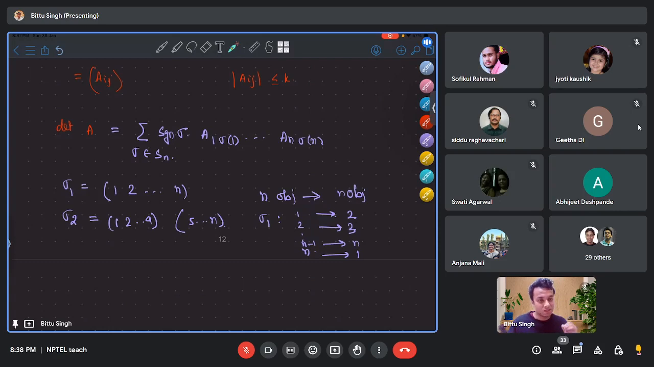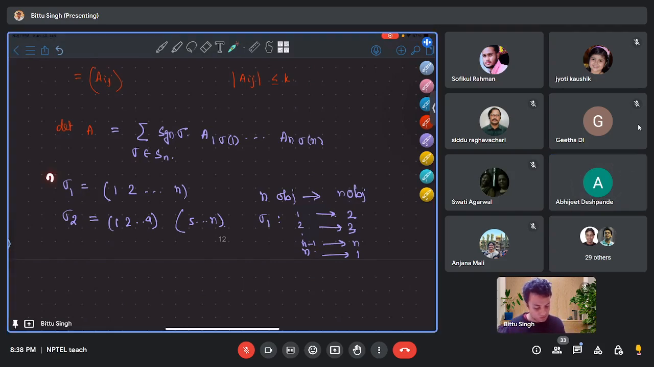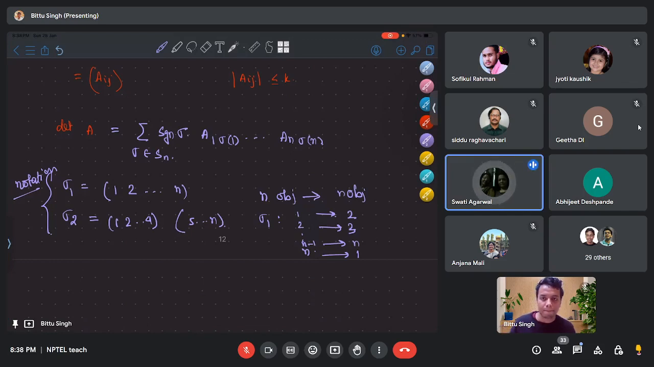This is how we denote permutations. Permutations mean actually bijection between n objects. This is the standard notation for permutations, the cycle notation.